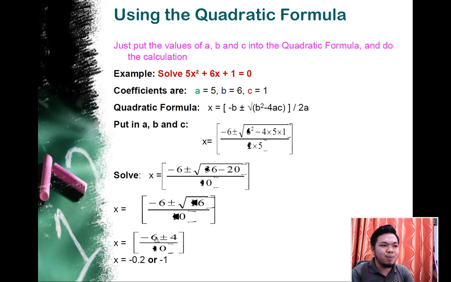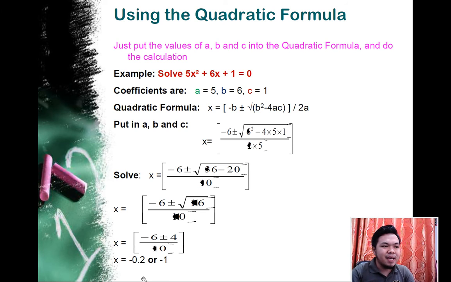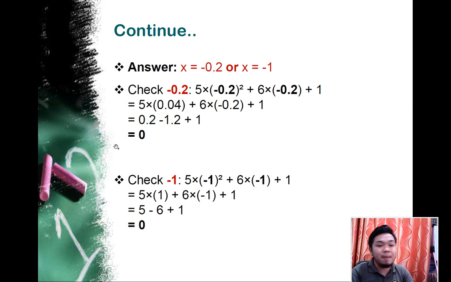Then, over 10. So, pwede ba natin itong pagsamahin? Pwede naman din po. So, ang magiging kalalabasan niyan ay negative 6 plus or minus 4 over 10. Then, divide mo lang siya. Then, the answer is negative 0.2 or negative 1. Ayan po. Then, pwede mo rin po siyang i-substitute to check kung tama ba ang sagot mo. So, substitute mo lang doon sa values ng x. Then, lalabas yung 0. Dapat laging 0 ang sagot.